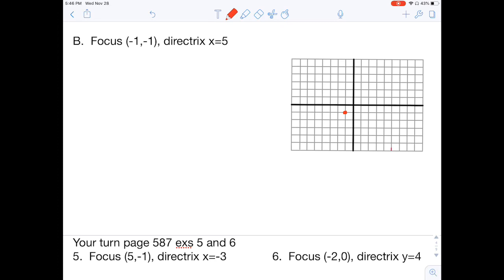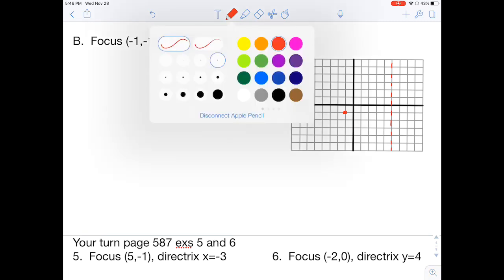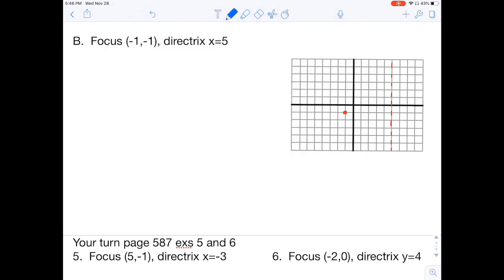So I think that's right here. I may have to double check. Let me double check really quickly. 1, 2, 3, 4, 5. Yep. Okay. Now I want to find the vertex. Now remember, the vertex is directly between those two. So it is right in between this point and this point right there. It's right in the middle between those two.